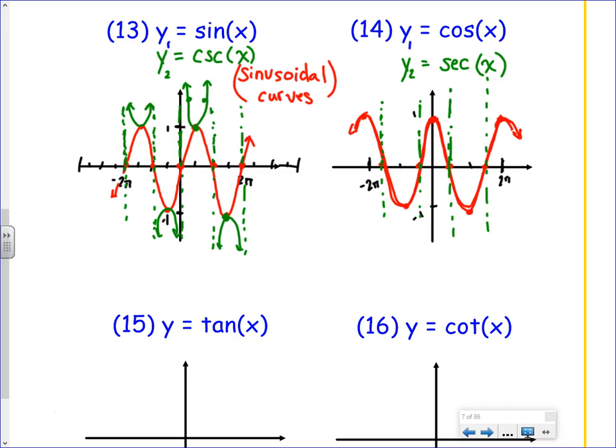So what am I gonna do for secant? Same thing, bounce off. I'm not gonna show the whole line, but then there will be another vertical asymptote and it will be like that. There we go.